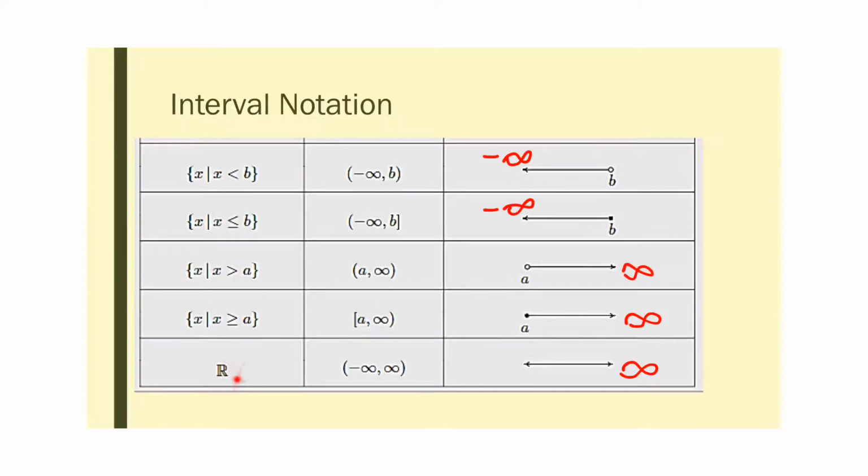So this R represents all real numbers, so that means to the left, negative infinity, and to the right, positive infinity. So we represent that as smooth brackets on either side, negative infinity to positive infinity. This is all real numbers.